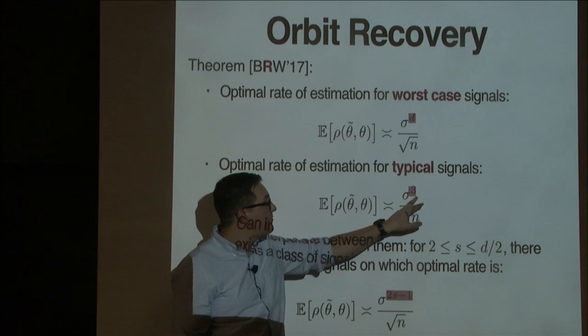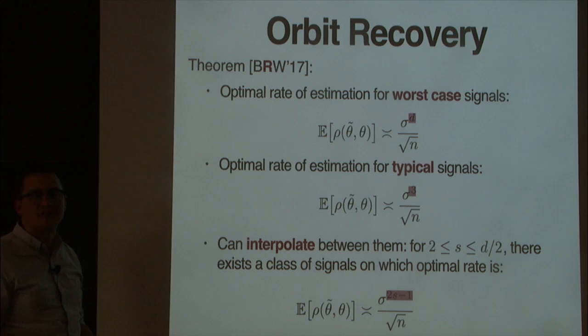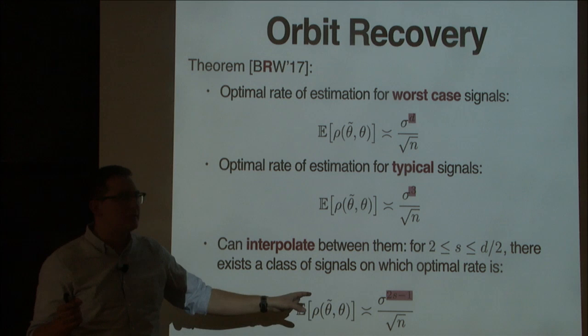Still worse than what I would get if I had sigma over root n, if I had perfect knowledge of what my signals are. And we can interpolate everything in between by just changing the cancellation pattern that I have. That's for example for signals whose Fourier coefficients are supported on their first S coefficients. I'm sorry for the notation overloading. S here has nothing to do with the shift. It's just the support of my Fourier transform.